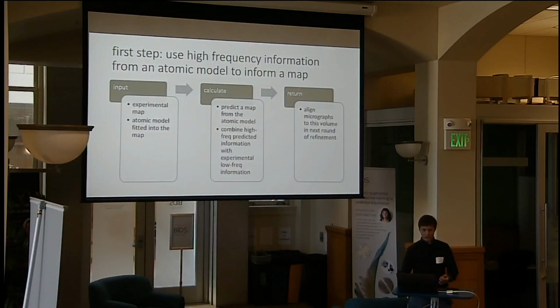The way we go about this, we start with your experimental map and your atomic model. This is the iterative part. You can calculate what map you would get if your model is correct. You take this predicted map, and then we take the low-frequency information from the experimental map and the high-frequency information from the model. So we're trying to get a better reference volume based on the best of both worlds from those two sources of information. And then we can align micrographs to this improved volume and see how this improves over time.